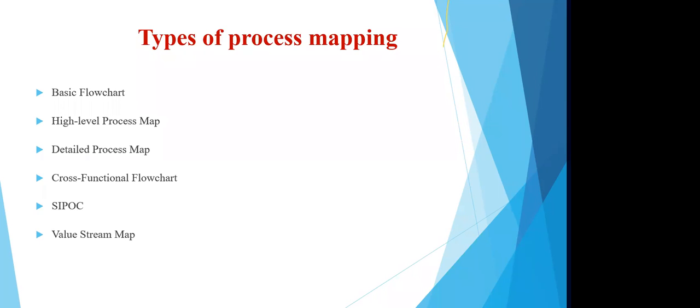Now, SIPOC, what this abbreviation means is that it shows all the key elements that are related to a particular process. Say, suppliers, then the inputs, the process, the output, and the customers. So in any business organization you go to, be it a manufacturing concern or a service organization, there will always be suppliers, some inputs, some processing being done, output, and finally your customers, right?